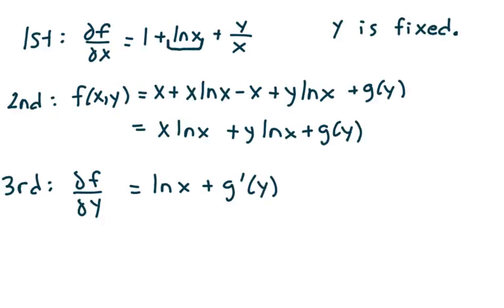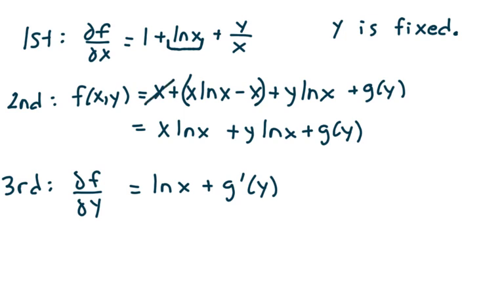Let's find the solution. Set the partial of f with respect to x equal to 1 plus the natural log of x plus y over x. Y is fixed, so f of x, y is equal to x plus x times the natural log of x minus x. I claim that's the integral of natural log of x with respect to x. You do that by parts. And then, so again, we get x plus x natural log of x minus x plus y times the natural log of x plus g of y.